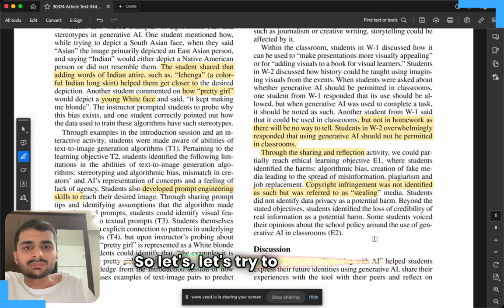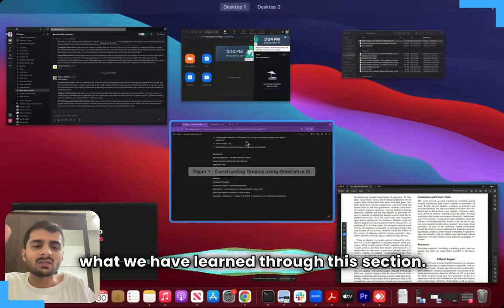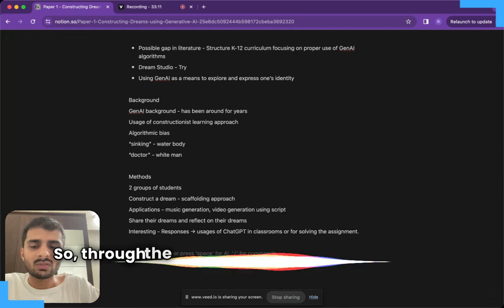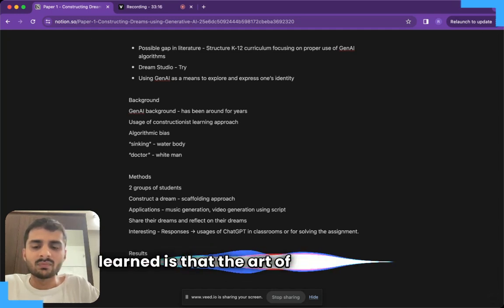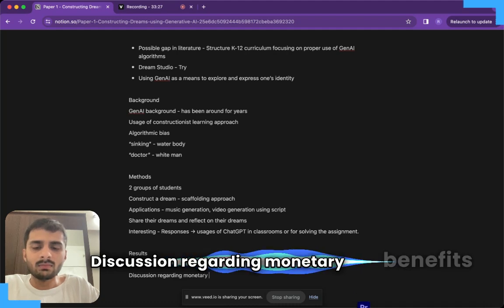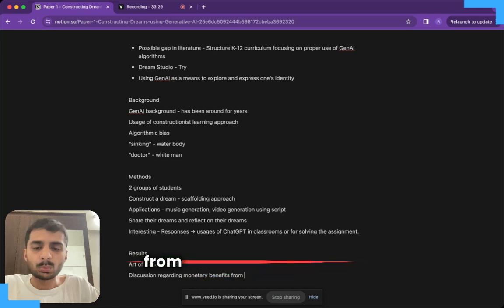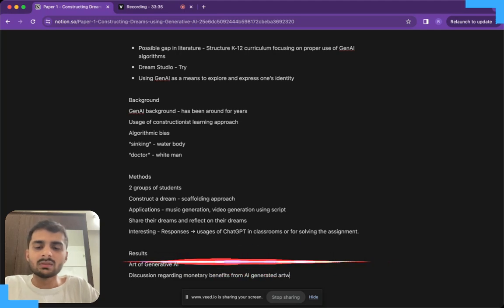Let's try to write down what we have learned through this section. So through the results section, what the students have learned is the art of generative AI, discussion regarding monetary benefits from AI generated artwork.